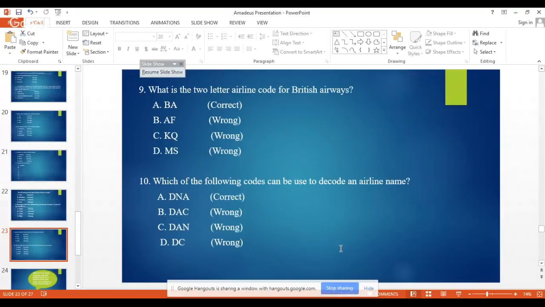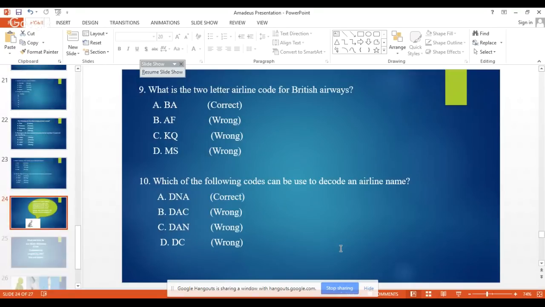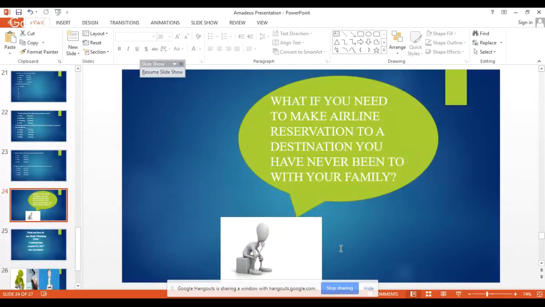Like I told you, it's very, very simple. I gave you a clue. I said to decode an airline, it's always DNA, which means don't know airline. You type DNA, then the airline name, and it will give you the airline name. So option A is correct. DAC is wrong. DAN is wrong. And DC is also wrong as well.